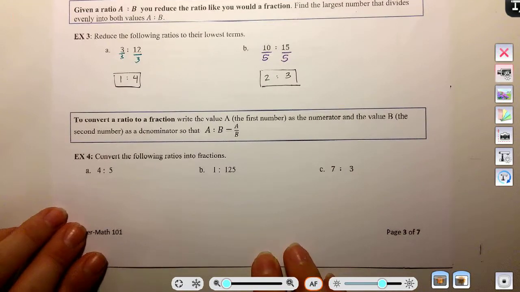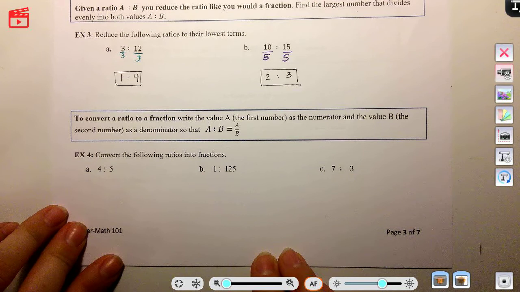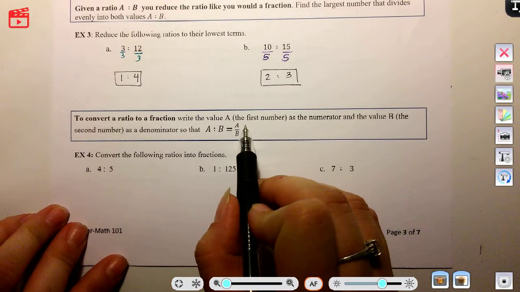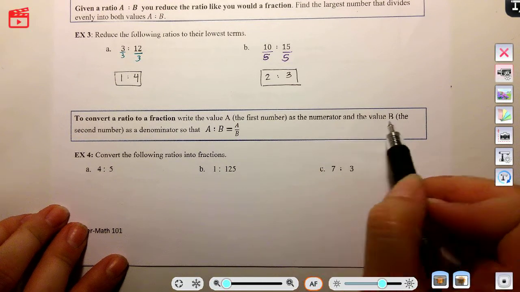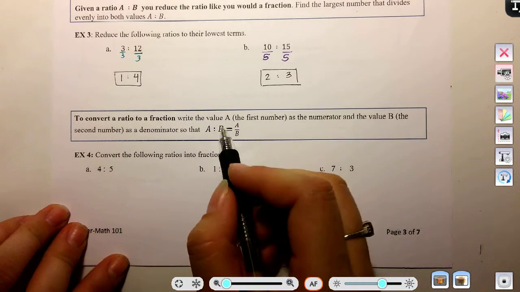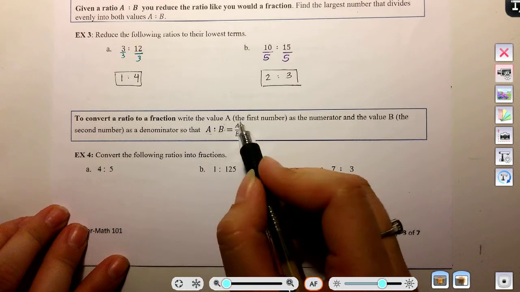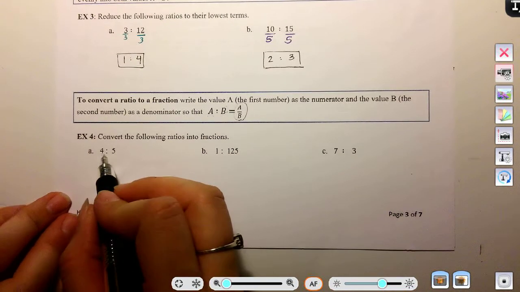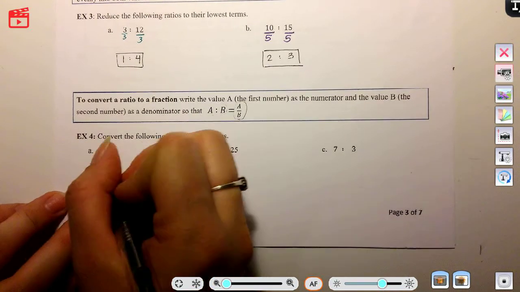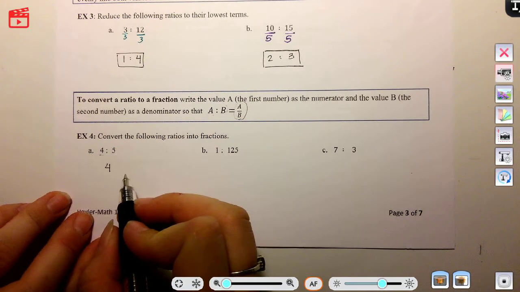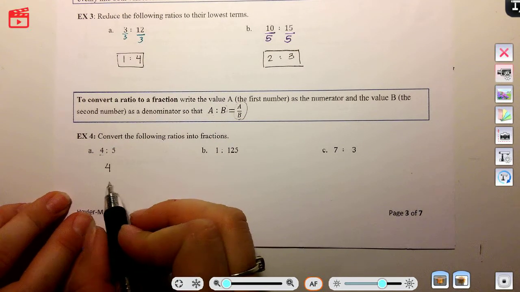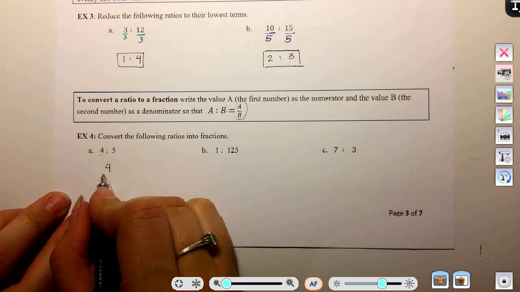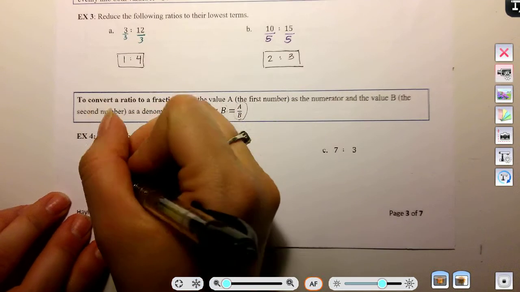All right, so moving along. We're going to convert a ratio to a fraction. So how do we do that? You're going to take the first value, a, as the numerator, and the second value, b, as the denominator, so that the ratio a to b looks like a over b. All right, so following that example, the first number is going to be my numerator, so that's going to be 4. And the second number is going to be b, which is the denominator, 4/5.